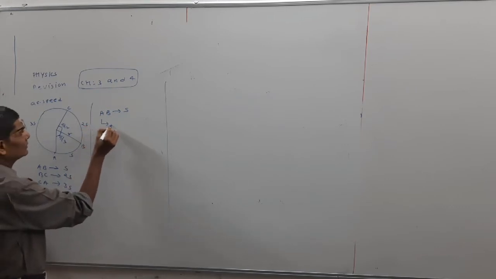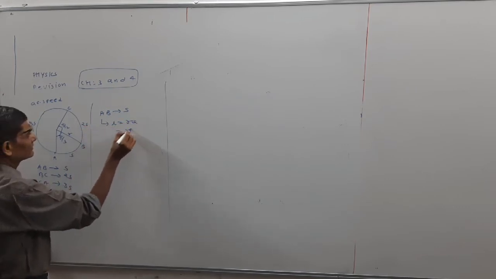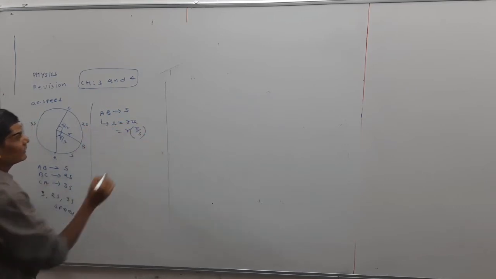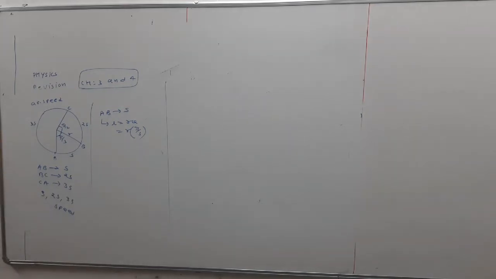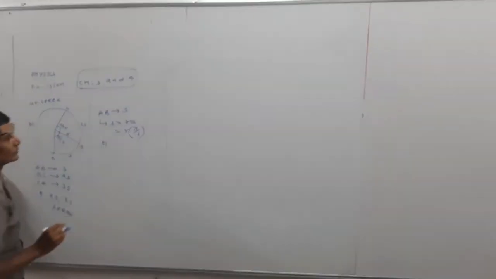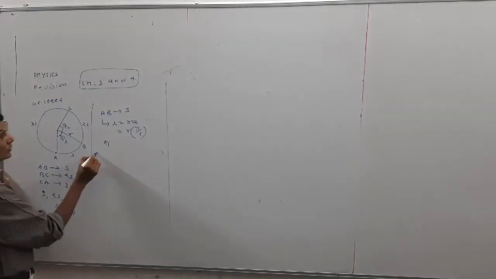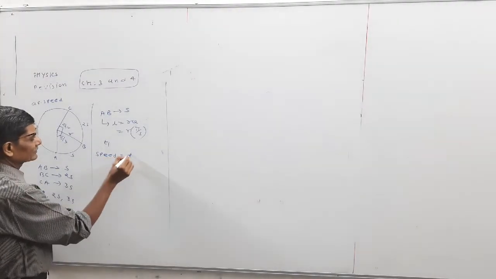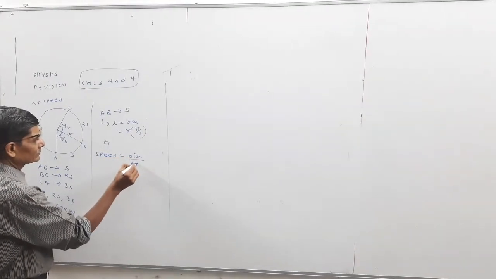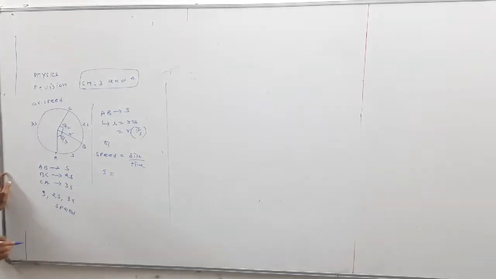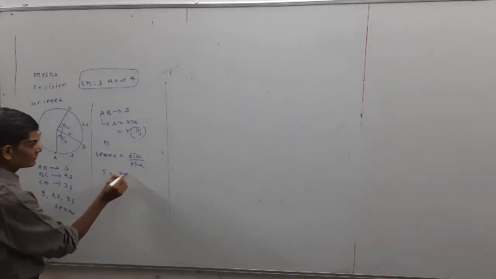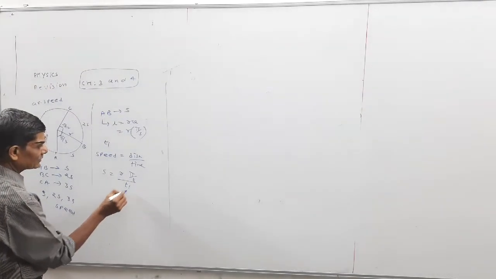AB part length will be L is equal to r theta, r into pi by 3. Now let us say the time is t1. So speed is equal to distance upon time. Distance is r into pi by 3 upon time t1. So t1 is pi r upon 3s.